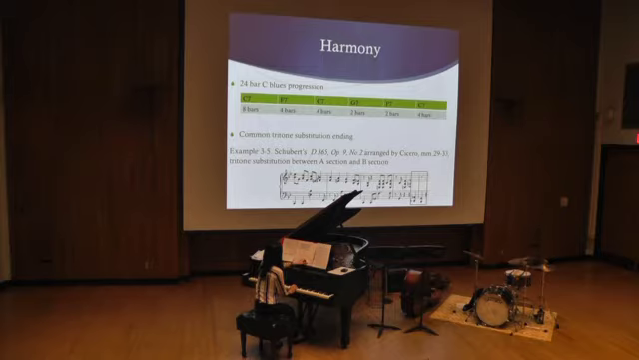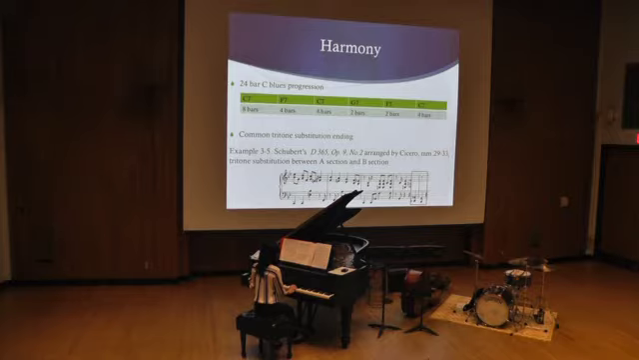And the harmony, it's also a blues progression. So C7, F7, C7, G7, F7, and C7 chord. This is a blues progression. And then in Cicero's arrangement, he uses a common tritone substitution. So what is a tritone substitution?